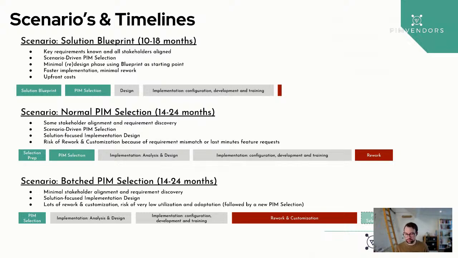And then, of course, the one that we discussed previously, the botched PIM selection, or the PIM purgatory, where basically because you lose the stakeholder alignment, or you lose requirements during the discovery, so you don't discover them, you get a lot of rework, a lot of customization, and maybe you get a working PIM, right? But don't ask how you got there. And if you don't get there, you'll have a new PIM and a new PIM selection, and you're back at square one.